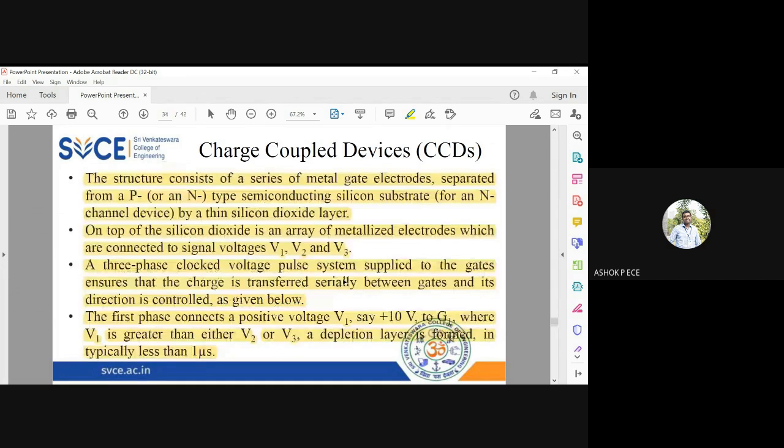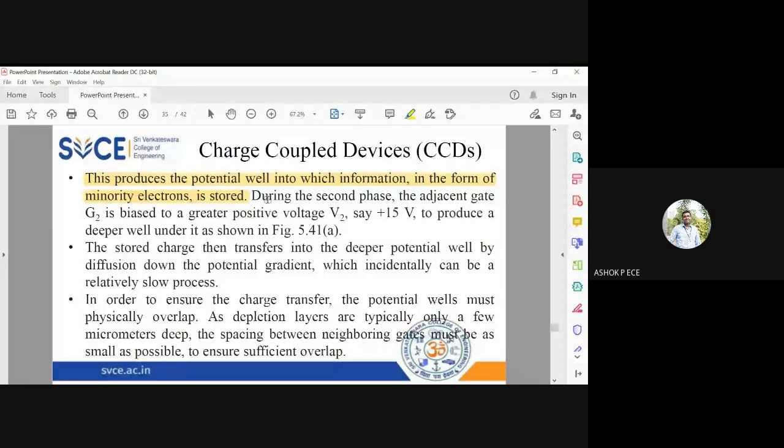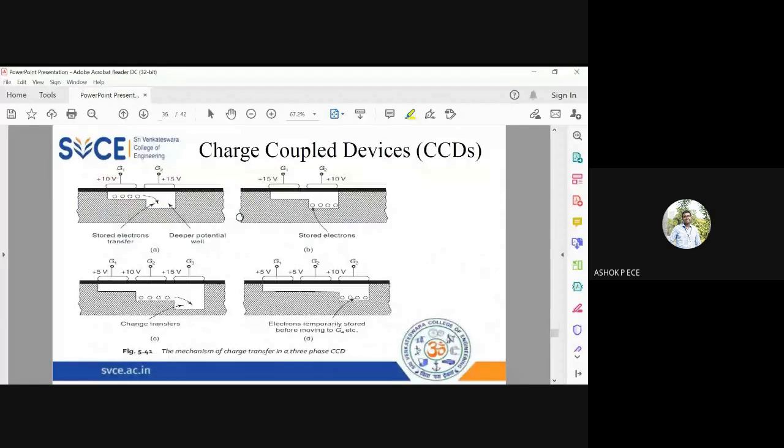Okay. So during the second phase, what happens? I am going to give G2 15 volt to produce a deeper well as shown in the figure. See, in the first case, for G1 I am giving 10 volt, for G2 I am giving 0. So only the depletion region is present inside G1, and below G2 nothing is there. Now you see I am giving 15 volt to G2.